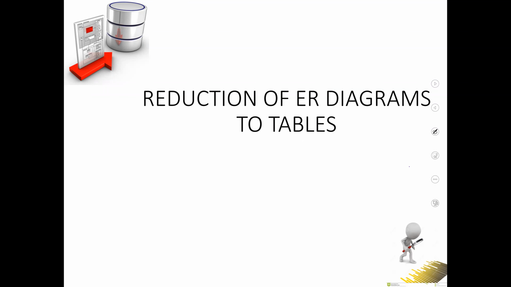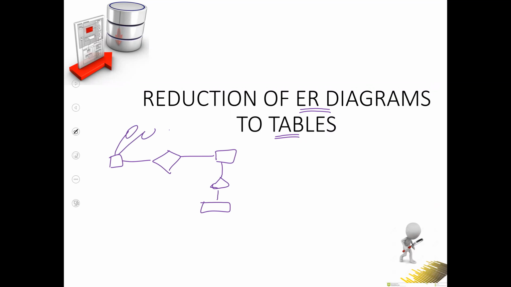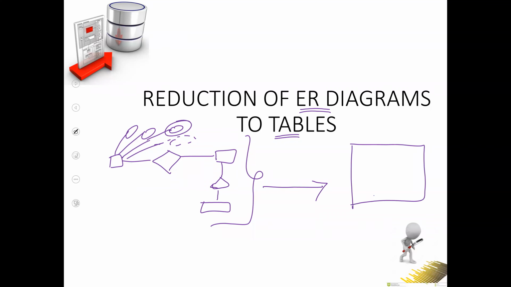The next topic we'll see is reduction of ER diagrams to tables. Now, how do you construct tables? Tables are created, or we say reduced, from ER diagrams. You will have an ER diagram which will look something like this. It will have entities and many kinds of attributes. It is from this ER diagram that you will make the structure of your table.